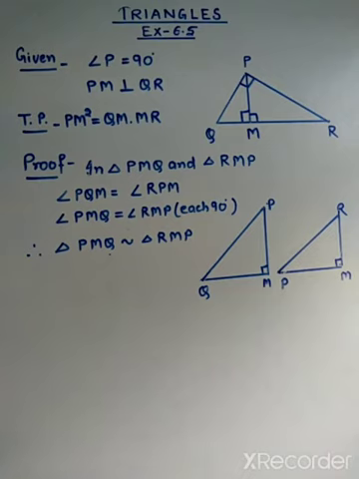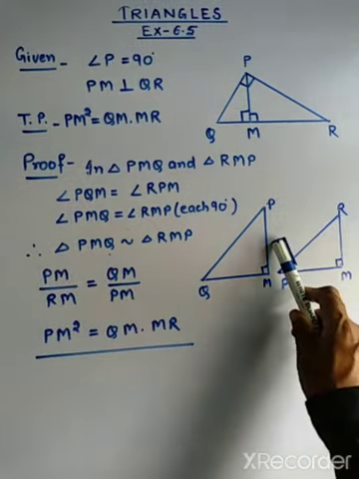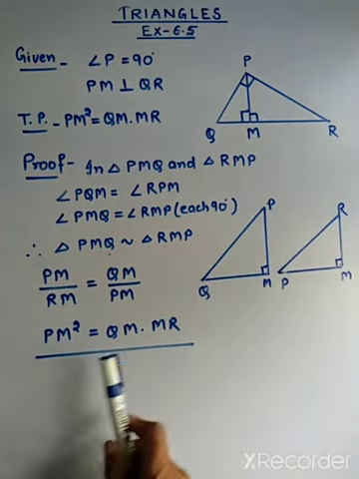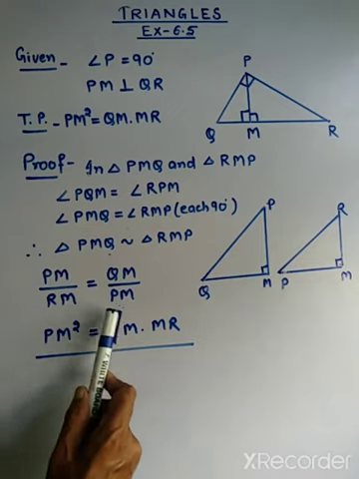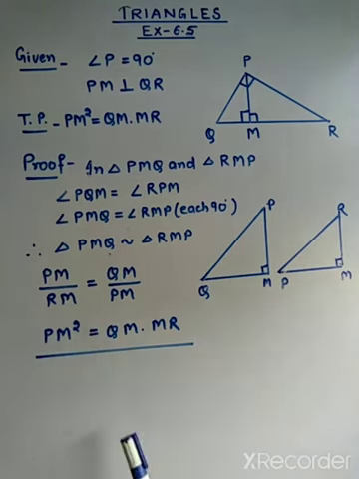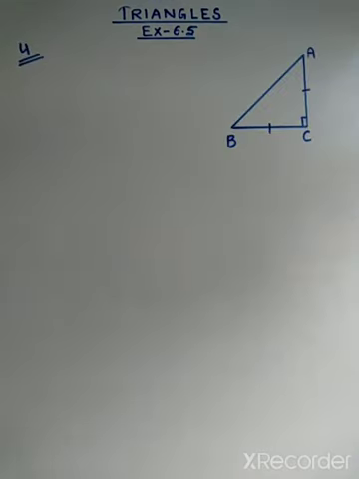So ratio of their corresponding sides will be equal. Therefore PM upon RM equals QM upon PM. If we cross multiply, PM into PM will be PM square equals QM into RM, or we can say MR. This we have to prove. As we have done the proving of second question, you can do question number 3 also.